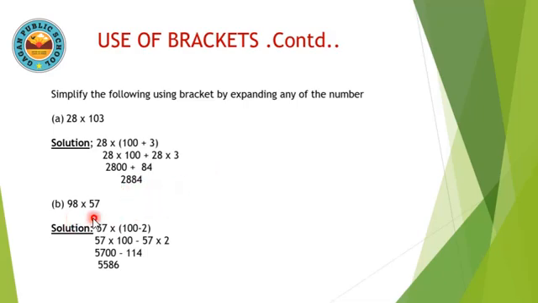Now 98 into 57. Similarly, we can write 98 as 100 minus 2. So this will become 57 into 100 minus 57 into 2, meaning 57 is multiplied by both the numbers separately. Then we will solve this and we will get the answer 5586.